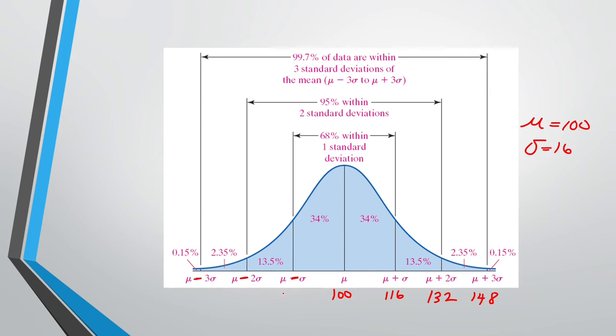On the left side, we'll have to do subtraction instead from the average. So we'll subtract 1 standard deviation. 100 minus 16 is 84. Subtract 16 again, I get to 68. Subtract 16 again, I get to 52. Now we can use this chart to answer the questions.